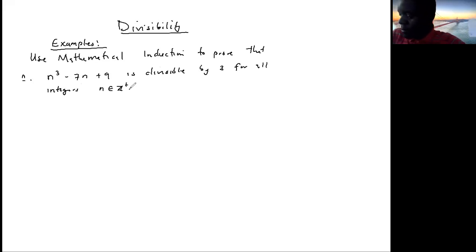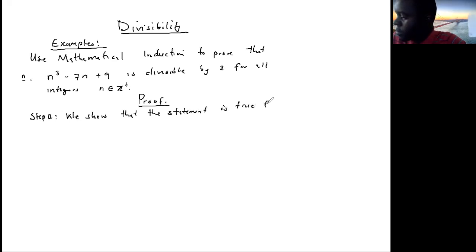Okay, so the proof follows the same pattern. Step 1, step 2, step 3, step 4. So step 1, we always show that the statement is true for the smallest n. So for n is equal to 1. Okay, positive integers. So n must be 1.